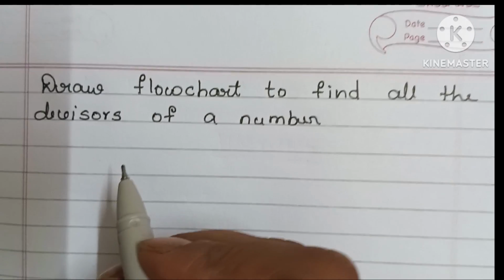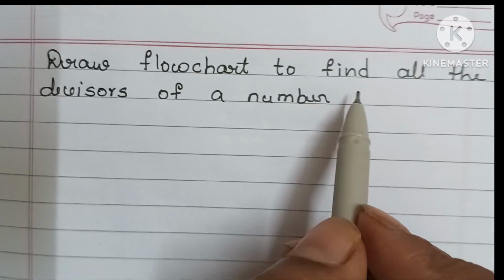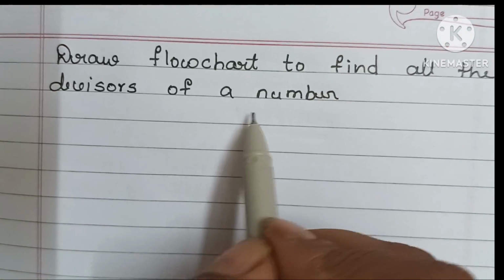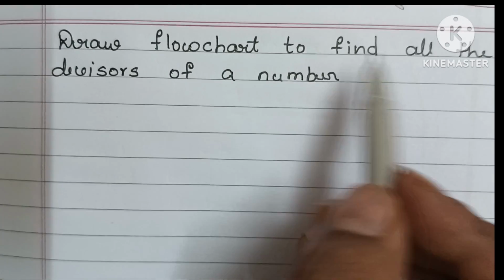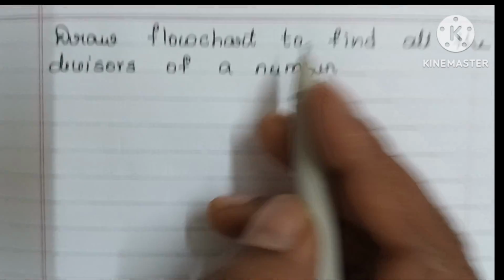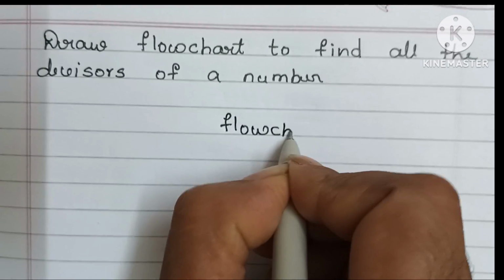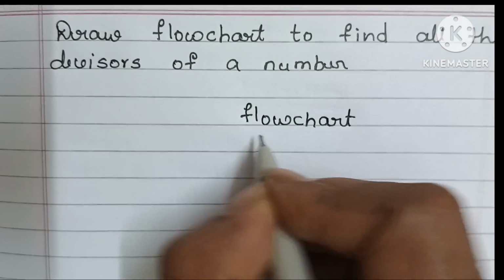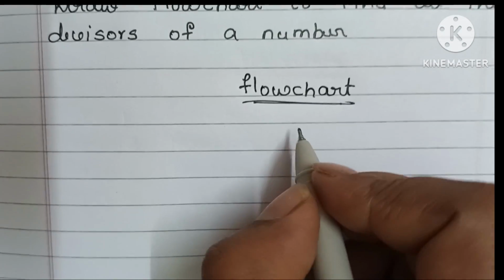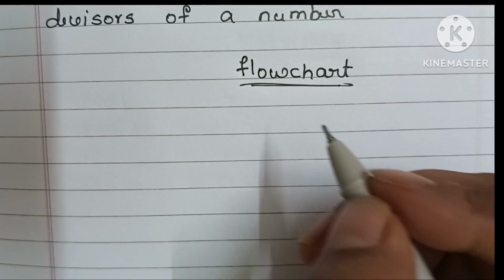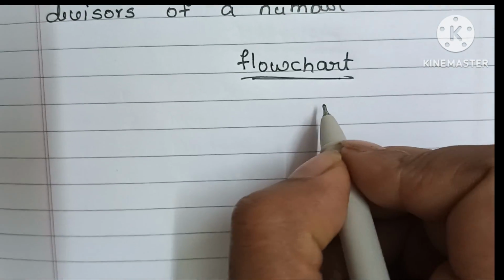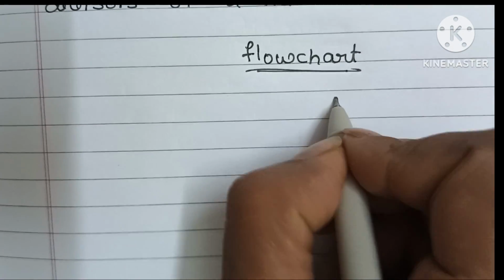Guys, in this video we're going to learn how to draw a flowchart to find all the divisors of a number. Here we have to find all the divisors of a number using a flowchart. A flowchart is a graphical representation of a solved problem. Here we are using different geometrical shapes: oval, parallelogram, rectangular, diamond, like that.